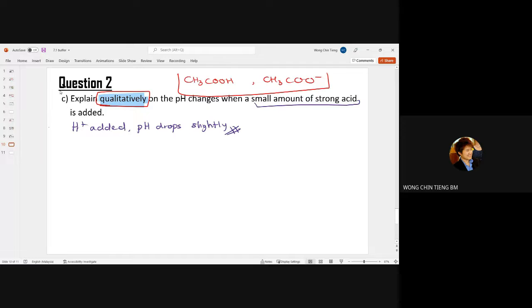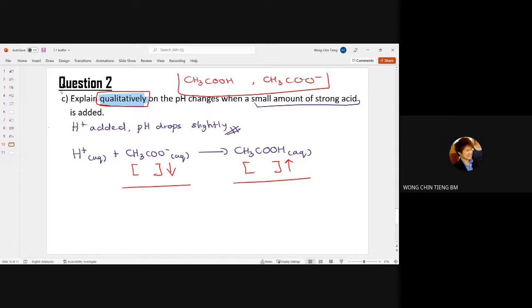This is theory. So what does qualitatively mean? What does quality mean? Not quantity. We cannot calculate. There is no quantity. So what is meant by quality is this equation. H plus will be neutralized by the conjugate base. When it is neutralized by the conjugate base, we will produce the weak acid back. I hope by now everybody should be extremely good at this. Right? So, qualitatively means you only need to know that the concentration here decreases, and the concentration here increases. That is what I mean by qualitatively. No value. No value.